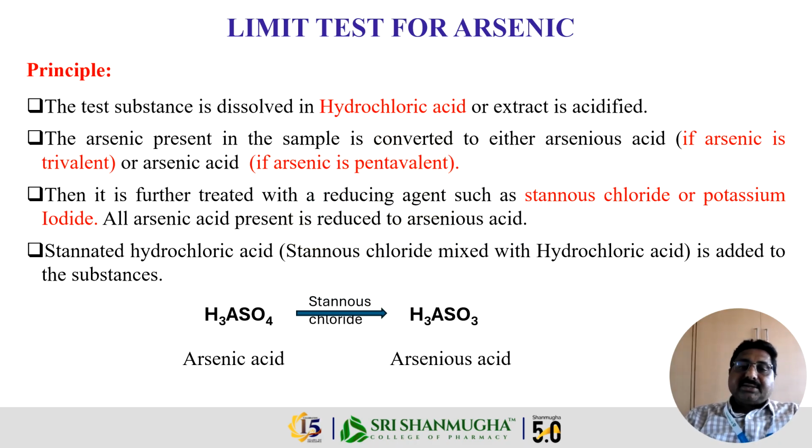If the sample contains pentavalent arsenic, that reacts with hydrochloric acid and will produce arsenic acid. If the sample contains trivalent arsenic, that reacts with hydrochloric acid and will produce arsenious acid. If arsenic acid is present in pentavalent form, it must be reduced to trivalent form. So for this purpose, a reducing agent such as stannous chloride or potassium iodide is used. This converts arsenic acid into arsenious acid, which is necessary for the next step.